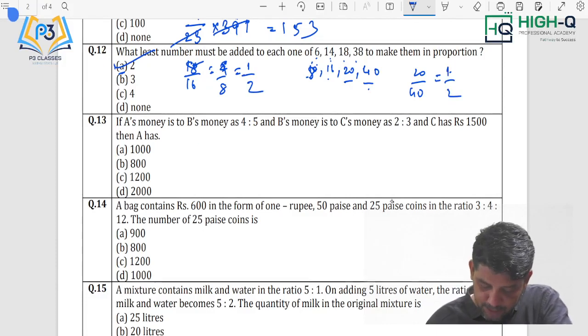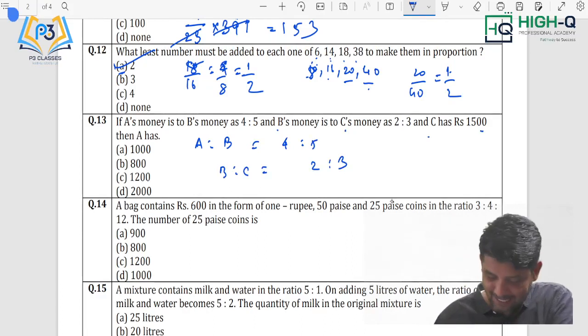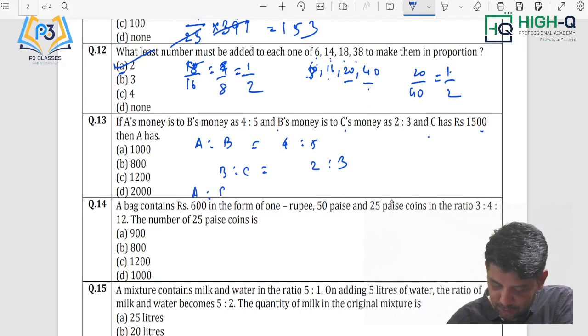A's money to B's money is 4 is to 5. B's money to C's money is 2 is to 3. And C has 1500 rupees. Direct answer, my dear. Combined ratio you find out. 8 is to 10 is to 15.